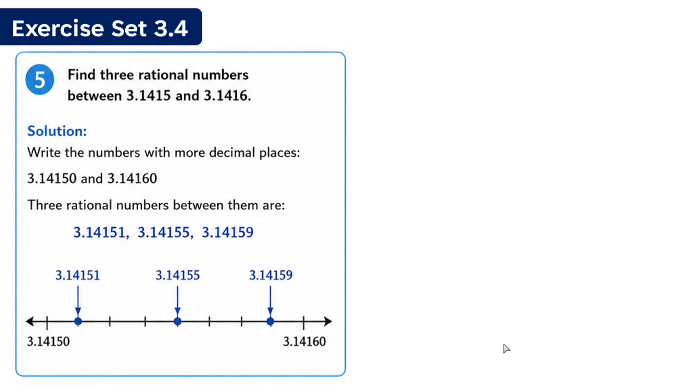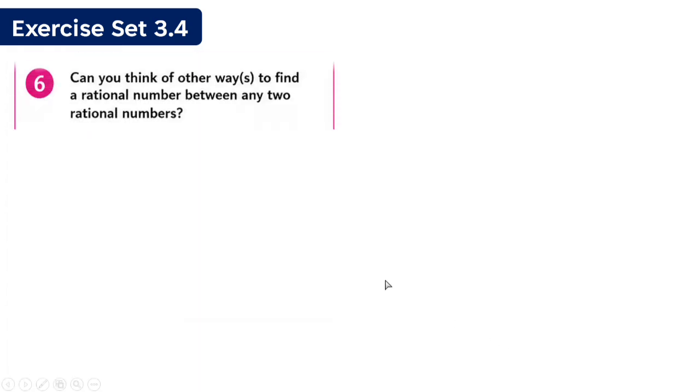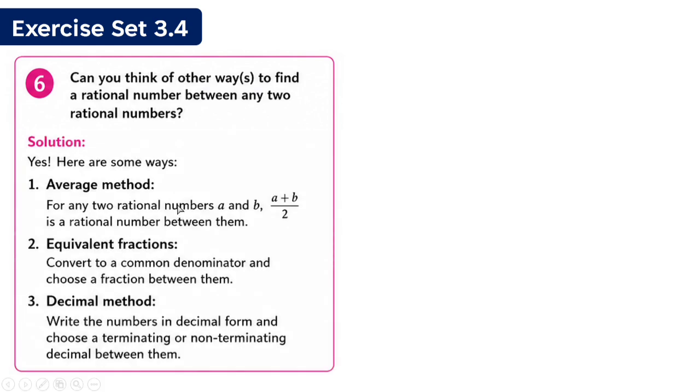Now let's look into the last question of this exercise 3.4, which is question number 6. Can you think of other ways to find a rational number between any two rational numbers? The one method that we looked into earlier was the average method, wherein we add two numbers and we divide them by 2 to find the number between them. Let's say, for instance, the fraction 3/4 and the fraction 5/8. If you are to find the rational number between them, you have to find its average. To do that, you have to add both of these rational numbers. As such, we can't add them because the denominators are different.